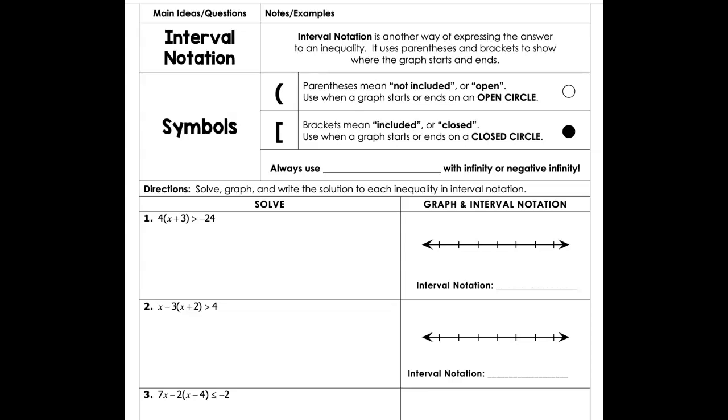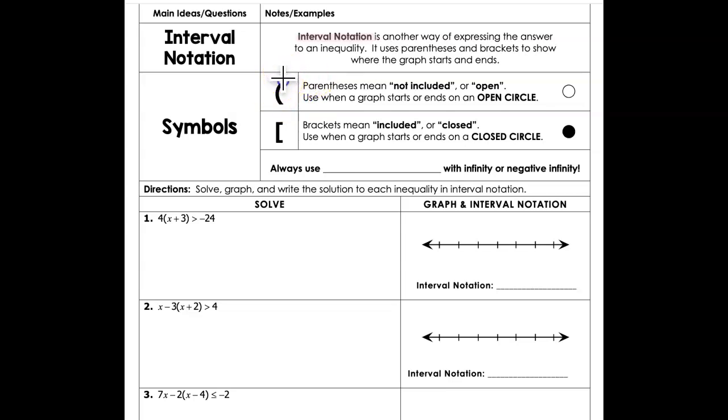All right, so now we're going to look at how to solve multi-step inequalities. Again, you're going to solve them the same exact way that you would solve an equation, but we're going to graph our solution since there is more than one. And then today we're also going to look at interval notation. So interval notation is going to be another way that you can show the answer to the inequality.